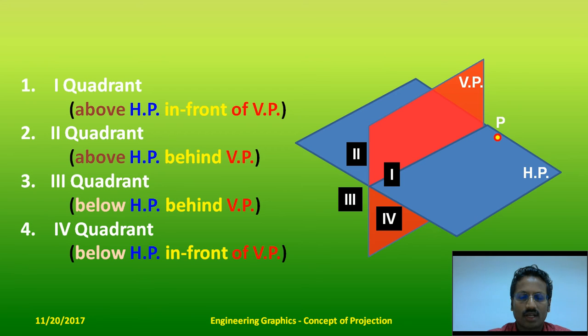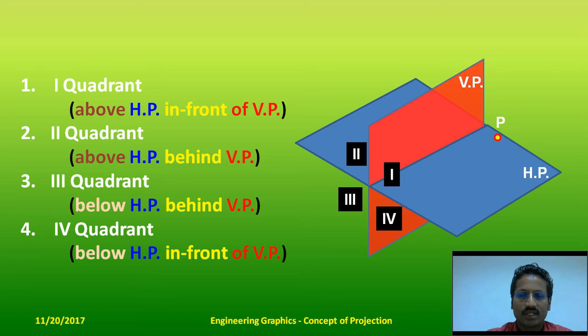Now this is regarding the quadrant. Like for example, look at this. There's a point P which is labeled in the first quadrant. The quadrants are obtained by having two principal planes. The first principal plane is called your horizontal plane, and the second principal plane is called the vertical plane.